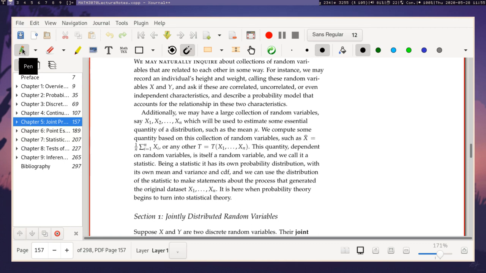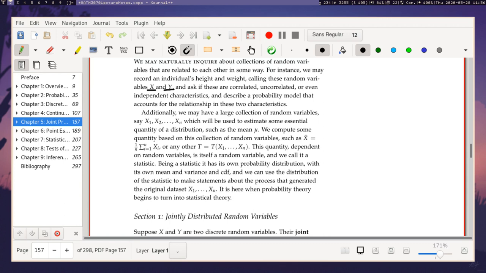But we have at least two random variables, x and y. We're going to ask if these random variables are correlated or uncorrelated or even independent. Both of these random variables are jointly defined on the same sample space, and they return some numbers based on whatever you drew from the sample space. These could be related in some ways, and we're going to see how to investigate two random variables' relationships.